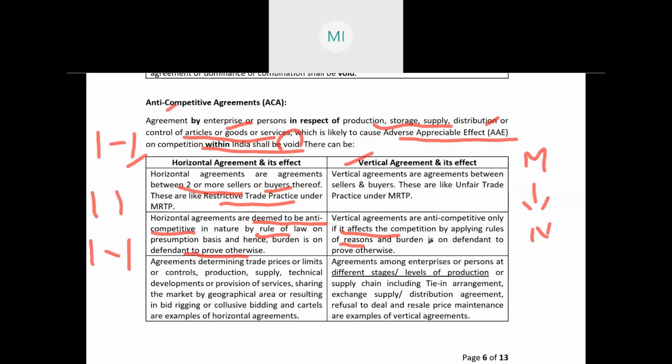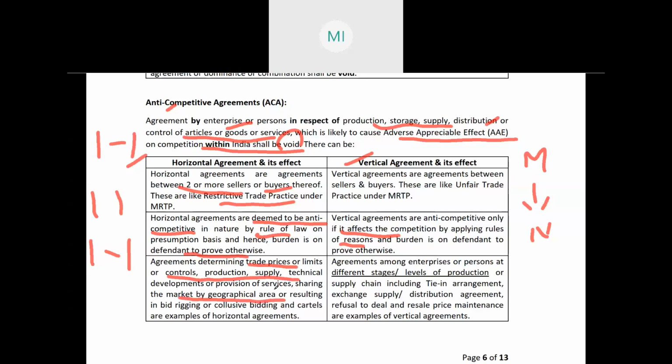So what are the types of agreements that can be a horizontal agreement? Agreements determining trade prices, or limiting or controlling production, or sharing the market area.